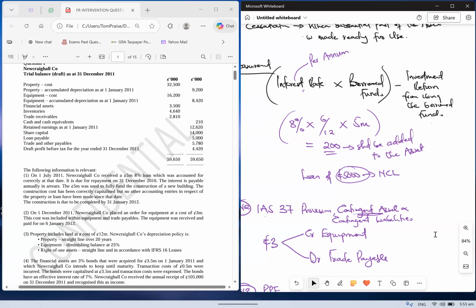The construction cost, which is the 5 million, has been correctly capitalized, but no other accounting entry in respect of property or loan has been done. If they had been done, why then, if they've done the 5 million, it means there's something they have not done. They have not added to the asset. So that is the part we are supposed to do, basically.